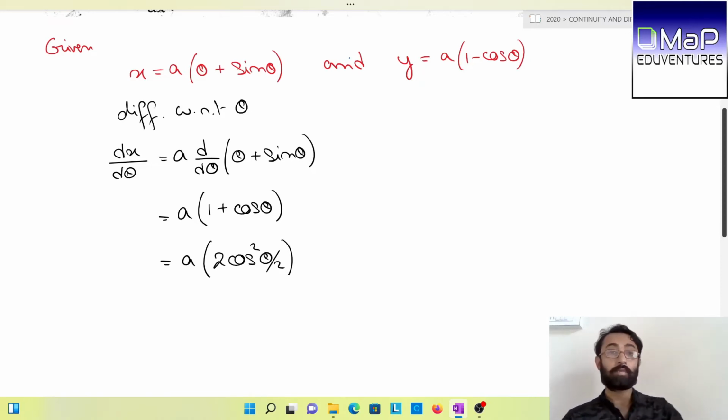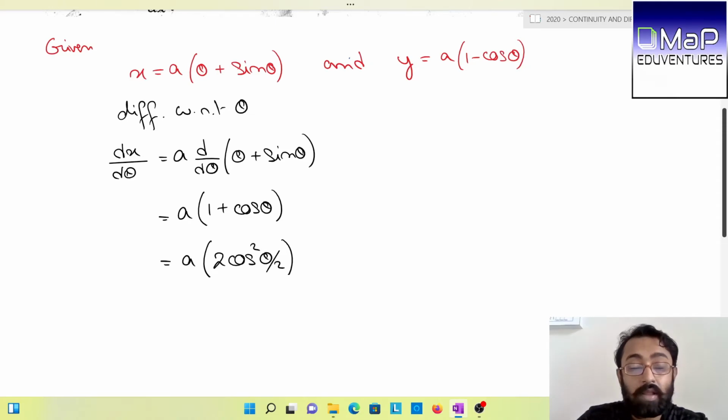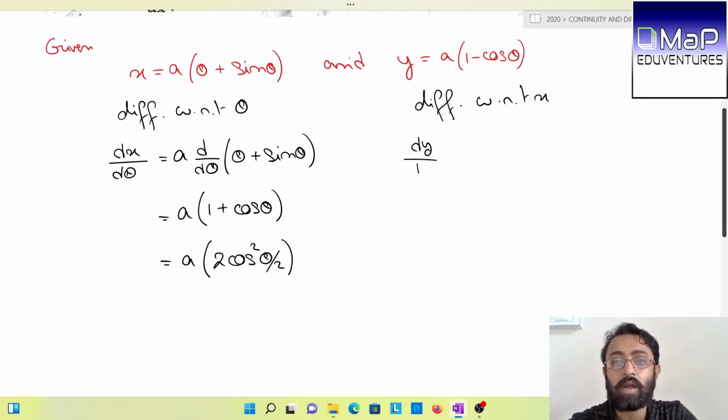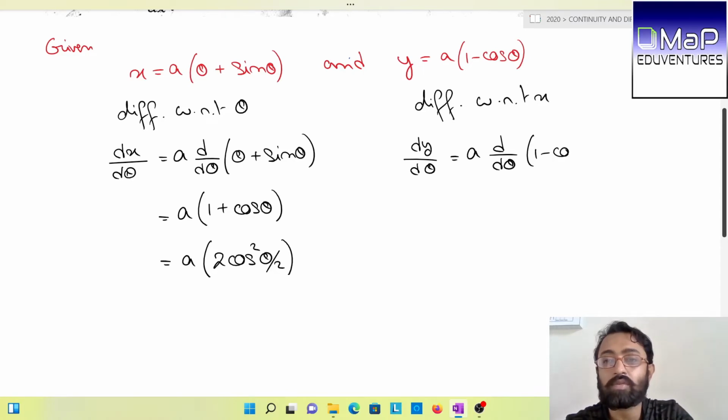Now if you remember, in our inverse trigonometric functions we discussed many questions of this type. Alright, now let us go to the second part, differentiating y. So dy/dθ equals, similarly a being constant, keeping it outside, d/dθ of (1 − cos θ). Now d/dθ of 1 is 0 and d/dθ of cos θ is actually how much? Minus sin θ. So you will get a sin θ.